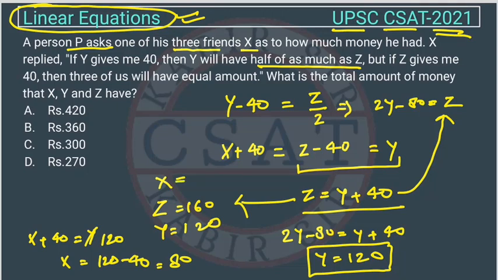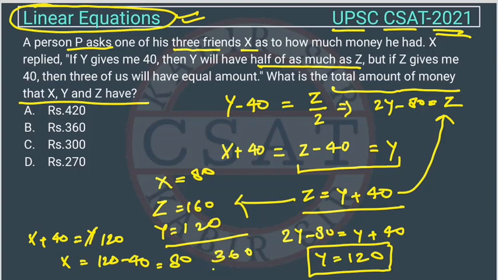So X is 80. The question is asking what is the total amount of money. So the total amount of money will be the addition of these. It will be 360. So this is the answer. So option B is the right answer.